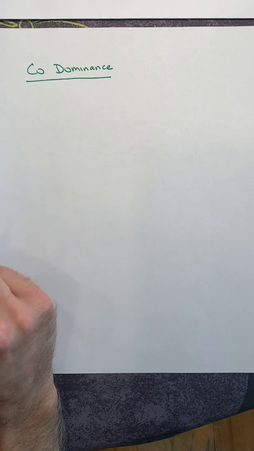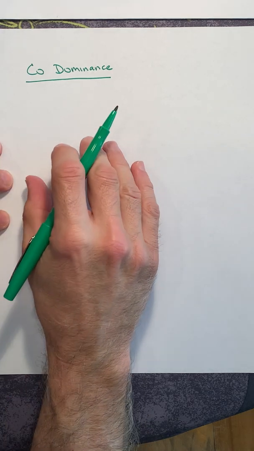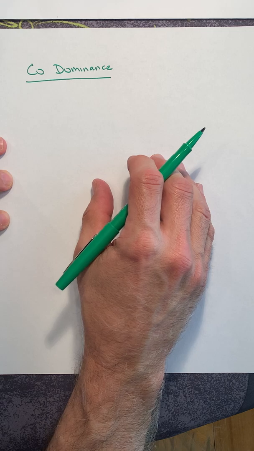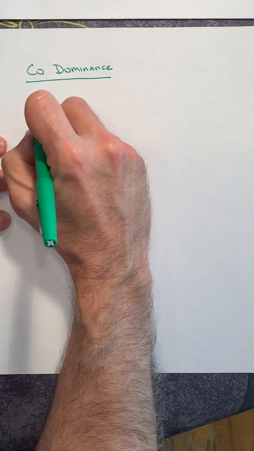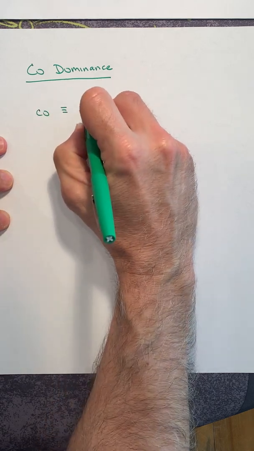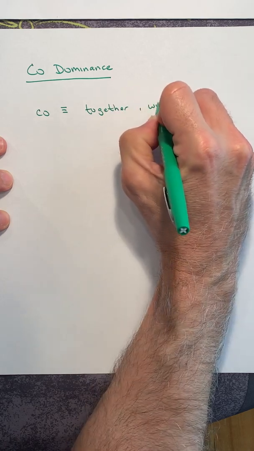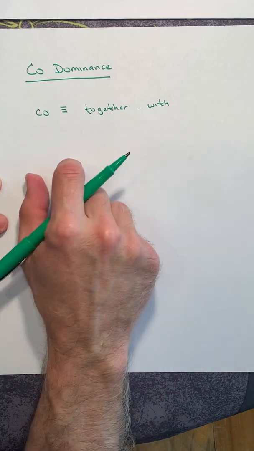Hello again. We need to talk about codominance and the genetics problem set number 2. So the first set, we talked about complete dominance, where one allele was completely or totally dominant over a recessive allele. What we're talking about here is codominance, where there's two alleles that are equally expressed. Thus we call it co, which is the root for together or with. That's where the term cooperate comes from, to operate with.